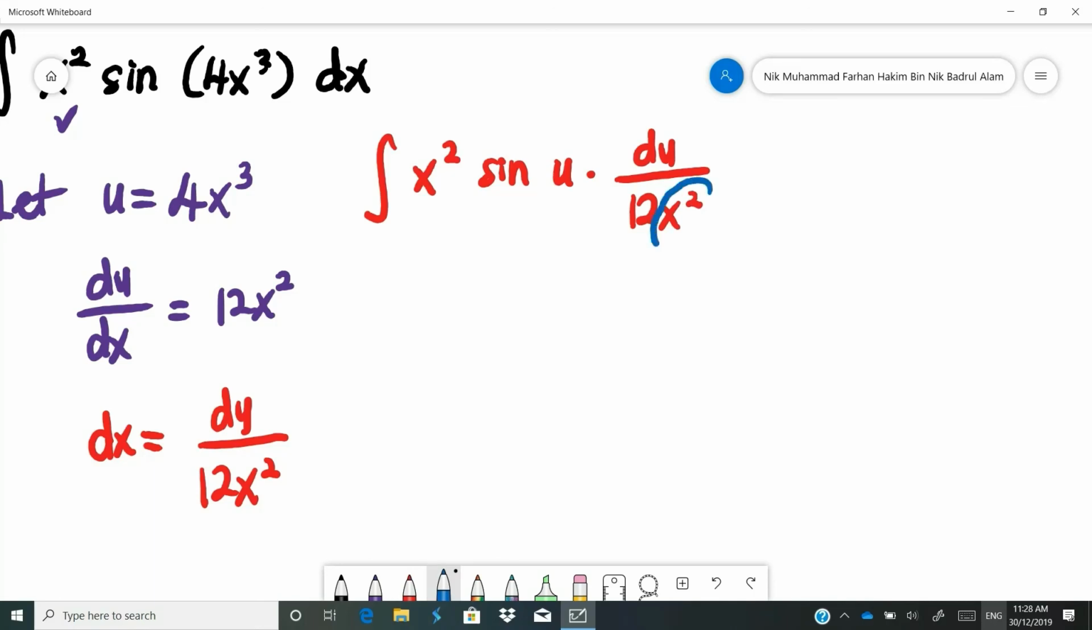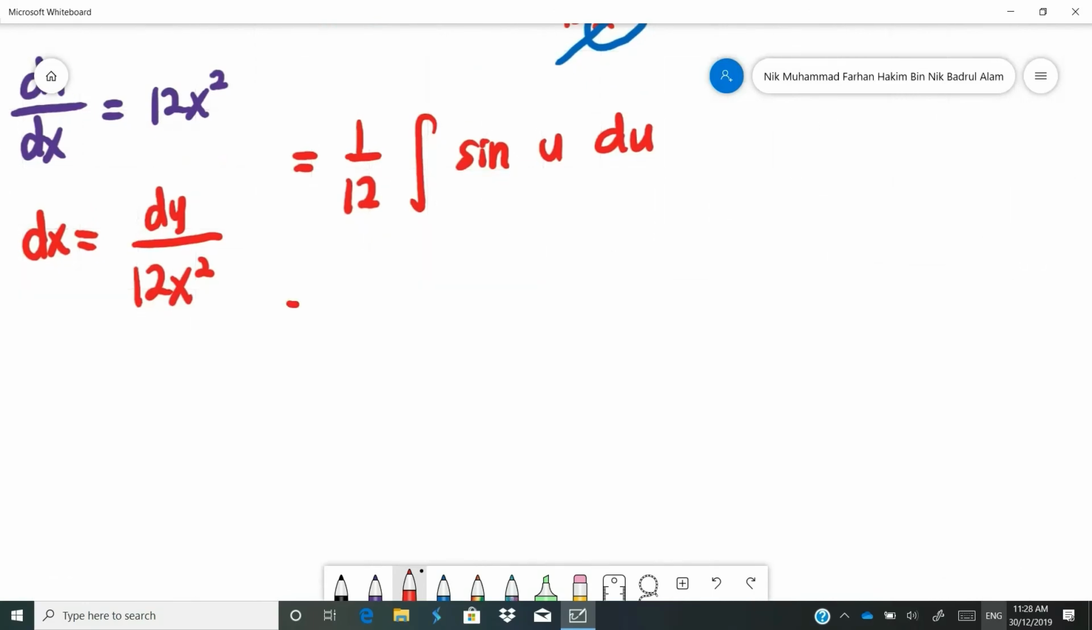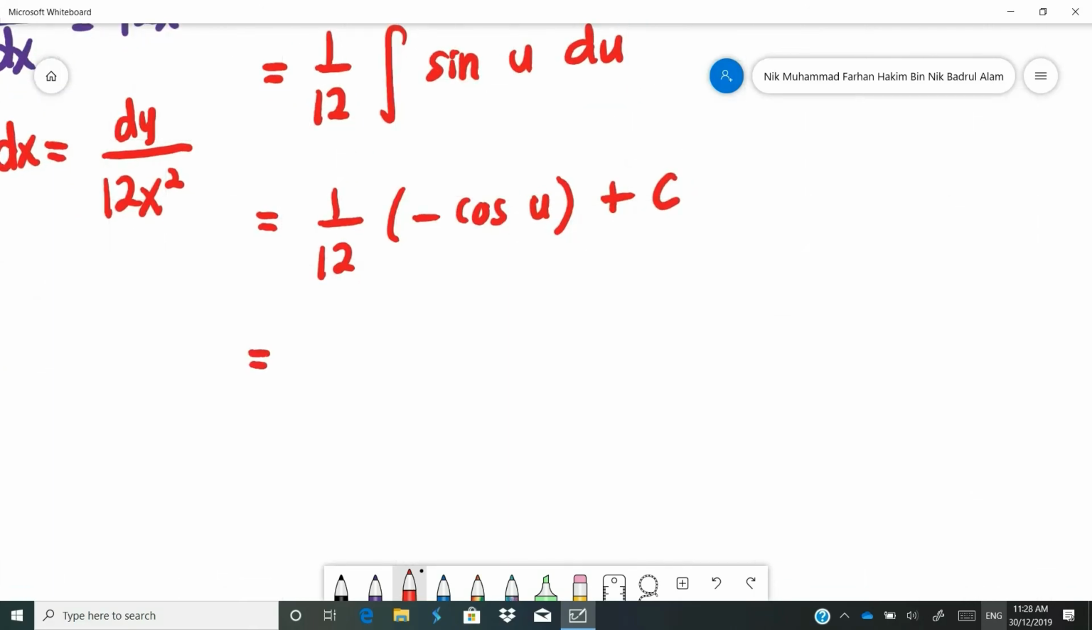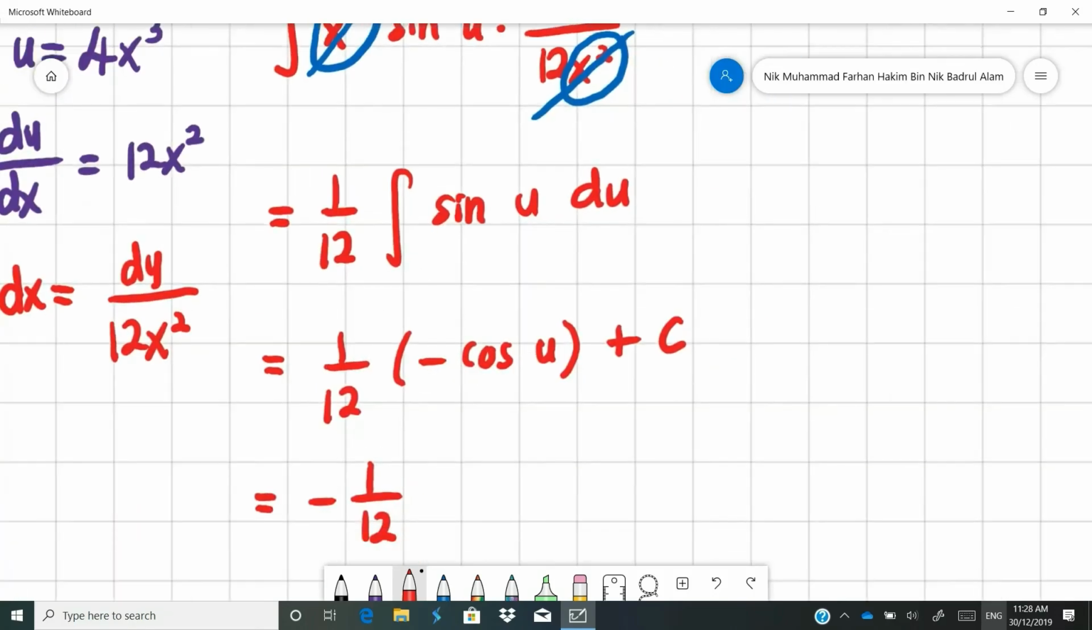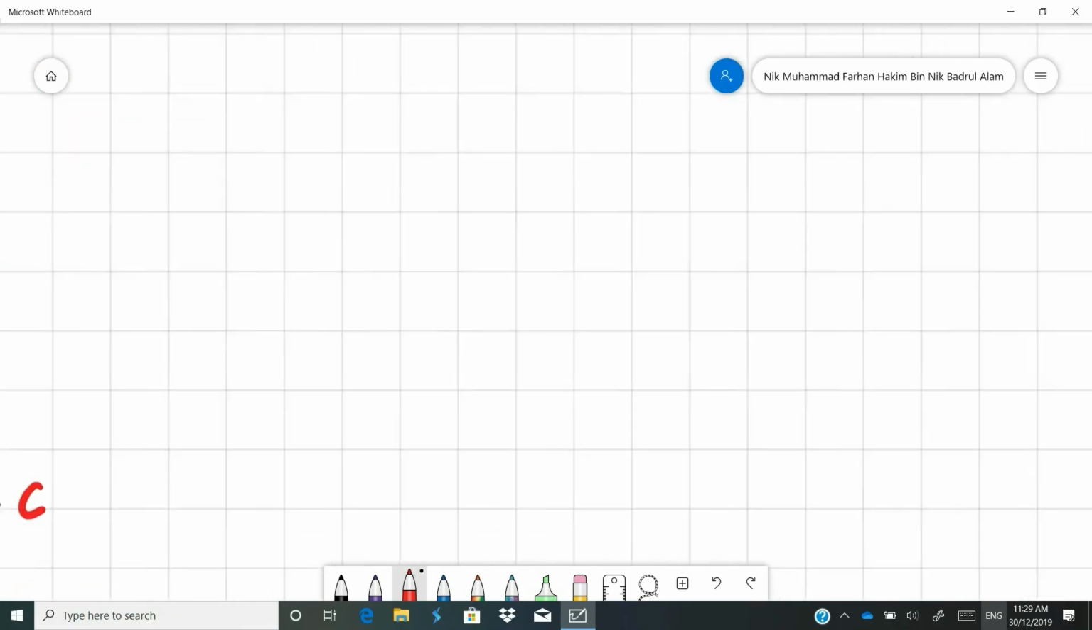And then you can see that this x squared and x squared can be cancelled out easily. So you'll have 1 over 12 integrate of sine u du. Integrate sine u, you get negative cos u. Be careful, don't misunderstand the concept of integration and differentiation. So this one will get negative 1 over 12 cos u. What is u? U was let as 4x cubed, so you have negative 1 over 12 cos 4x cubed plus c. We are done with this example.